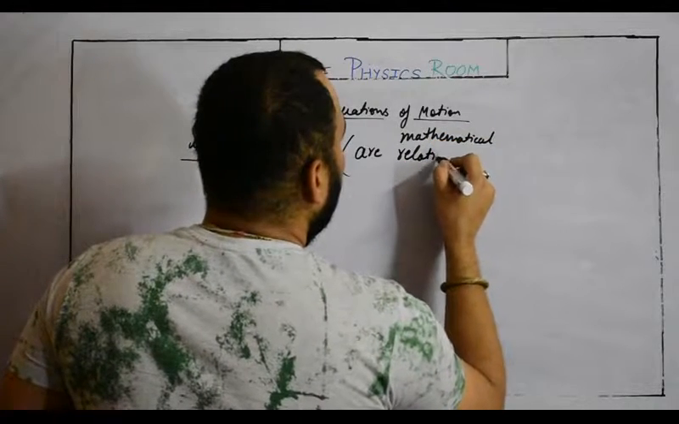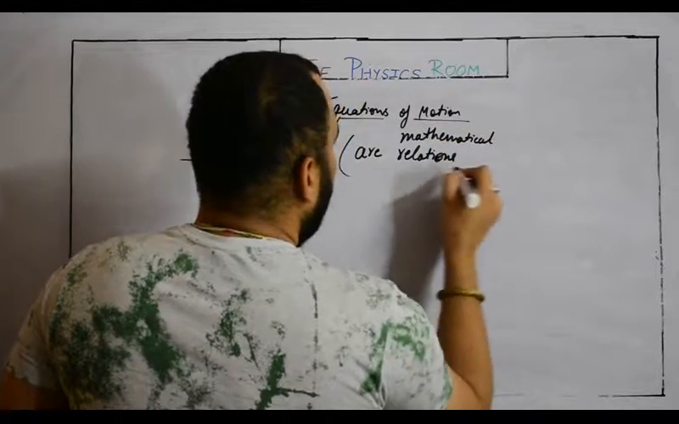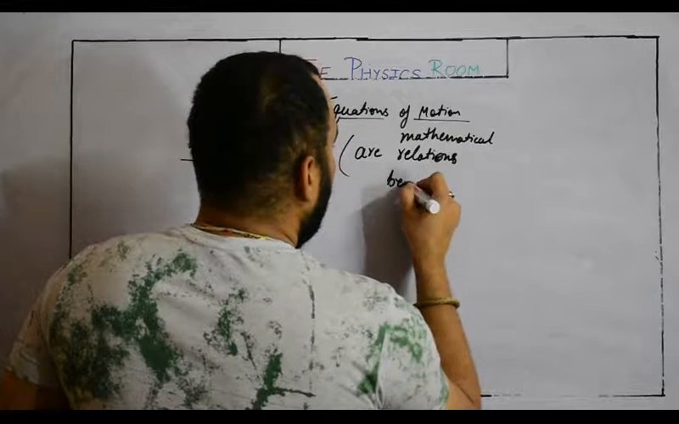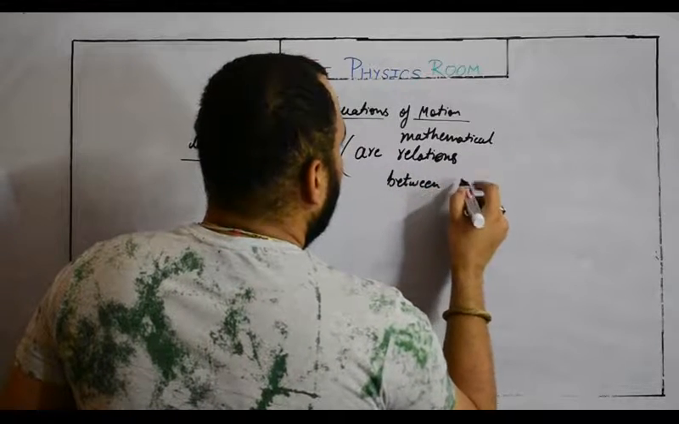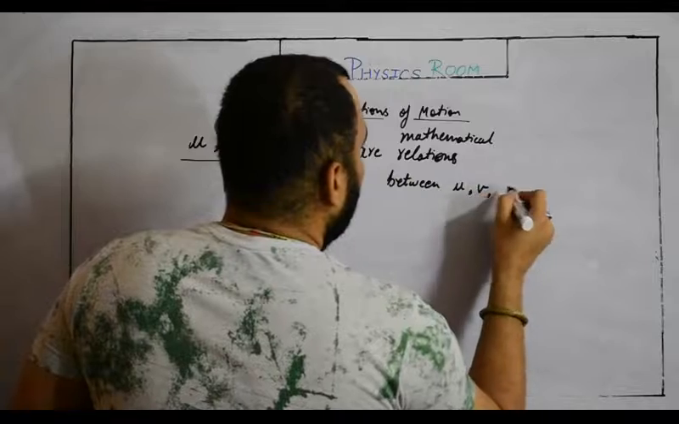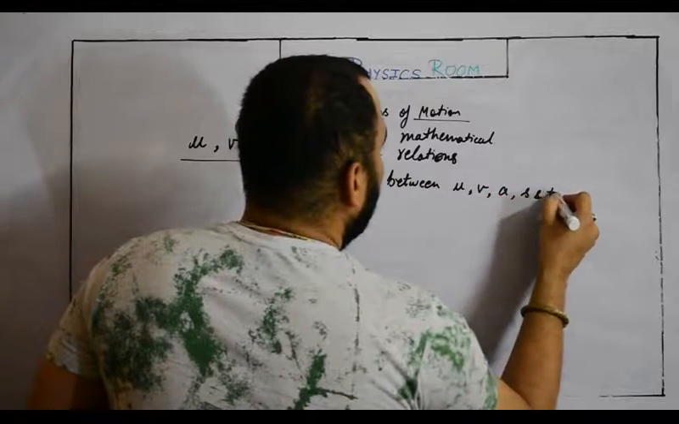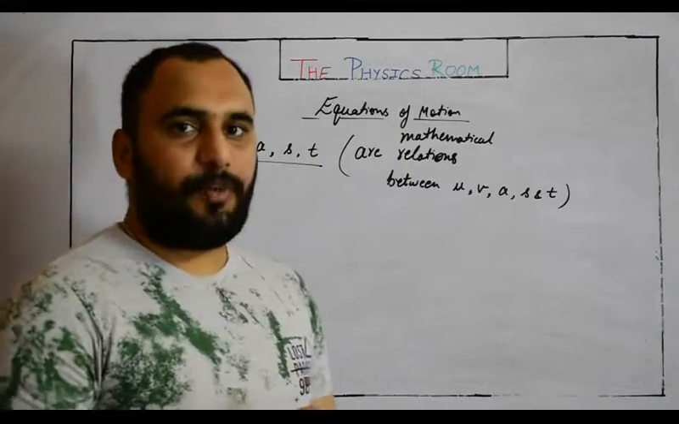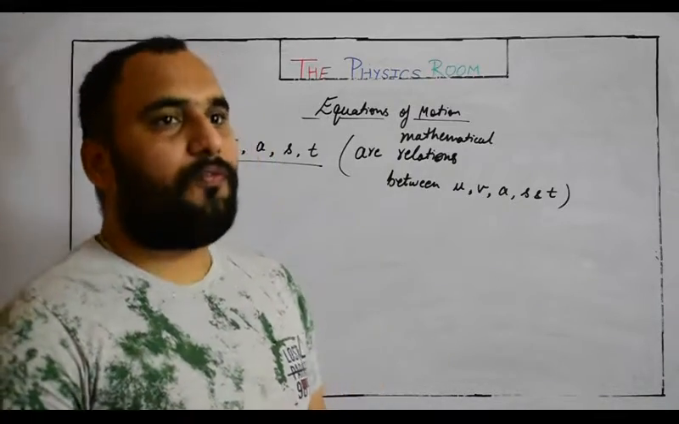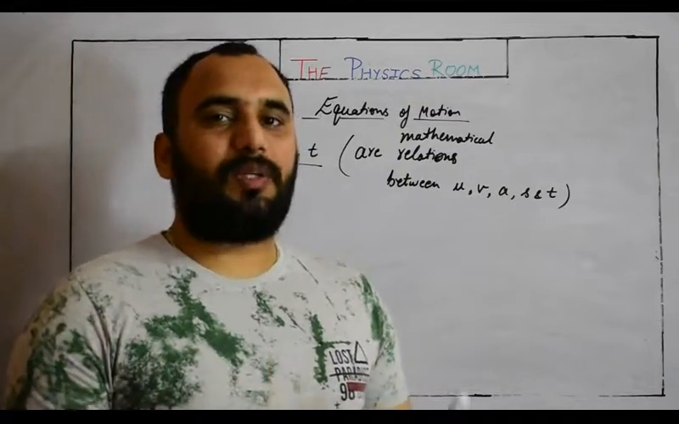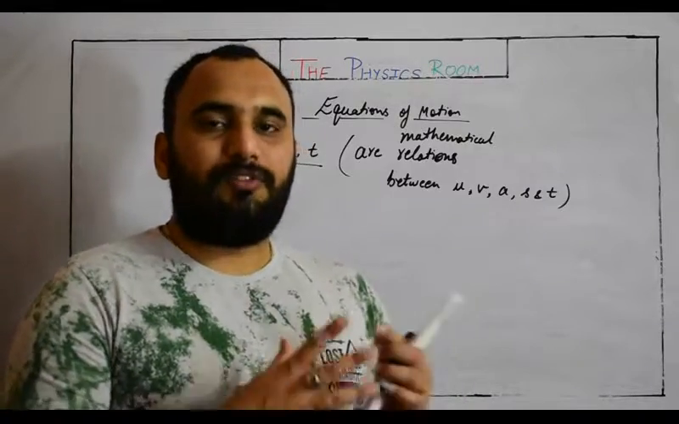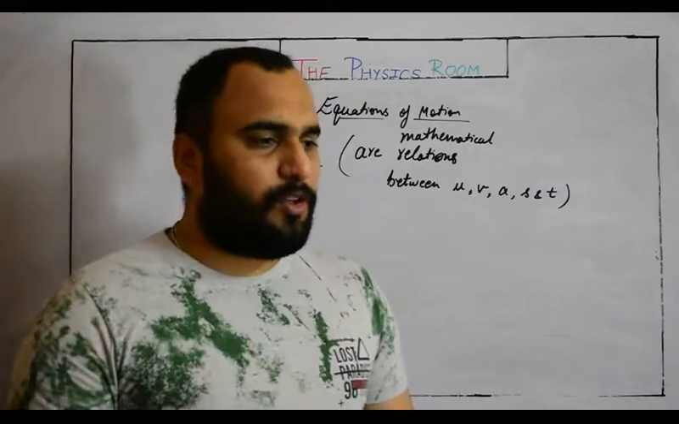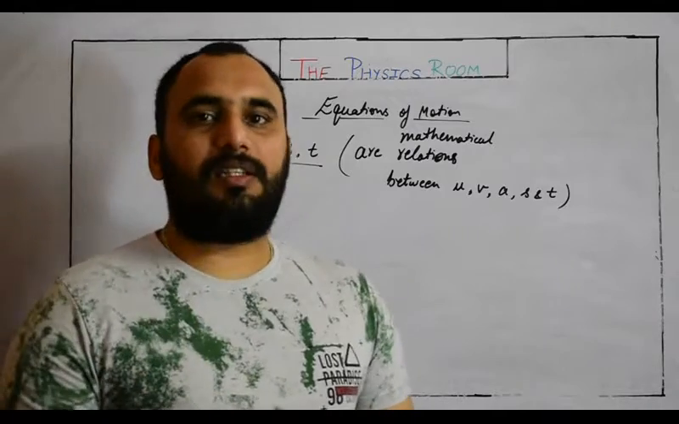These are mathematical relations between u, v, a, s and t. So these mathematical relations are simply called equations of motion. Basically there are a total of 4 equations of motion, but according to the syllabus we need to study only 3 equations of motion. The fourth equation of motion you will study in class 11.